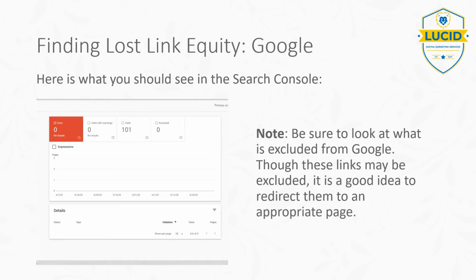Now, this is what it's going to look like in Google. This is actually an example from our website. We've got 0 errors, 0 validated warnings, 101 valid, and then 0 excluded. So we've done a pretty good job of cleaning things up.